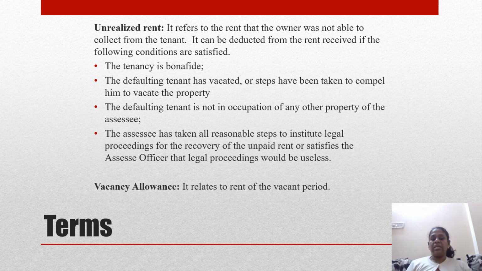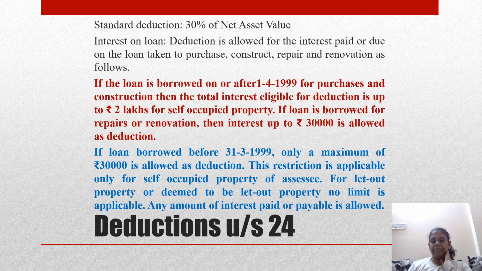Next is unrealized rent. Unrealized rent means the rent which you have not realized due to many situations, like the defaulting tenant has vacated, or steps have been taken to compel him to vacate, or the defaulting tenant is not in occupation of any other property of the assessee. These all are considered as unrealized rent. And vacancy can also be deducted from your actual rent, which is when the house is kept vacant without getting rent over a period of maybe 2 months or 3 months. That is called the vacant period.